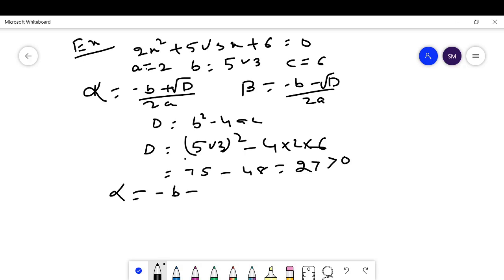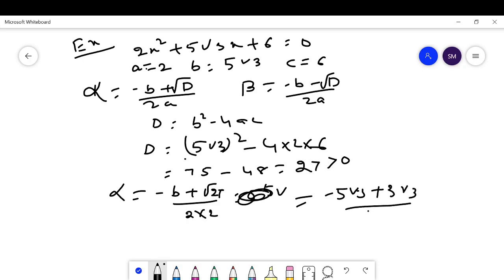Alpha is equal to minus b plus square root of 27 upon 2 into 2, which equals minus 5 root 3 plus square root of 27, which is 3 root 3, upon 2 twos are 4. Minus 5 root 3 plus 3 root 3 is minus 2 root 3 upon 4. To cancel, this is minus root 3 by 2. Then alpha is equal to minus root 3 by 2.